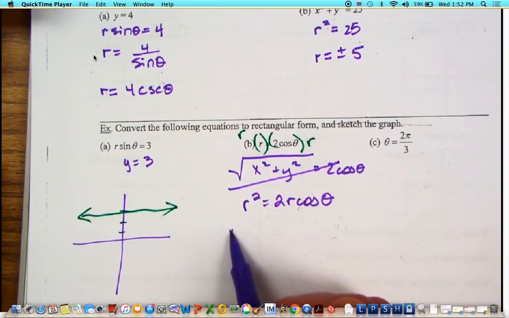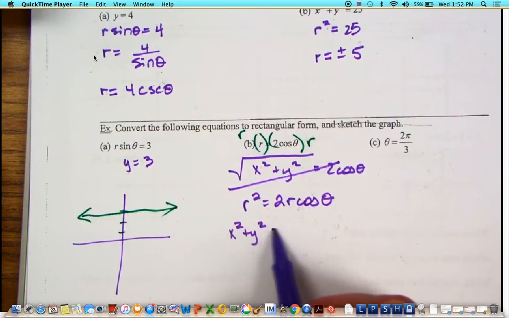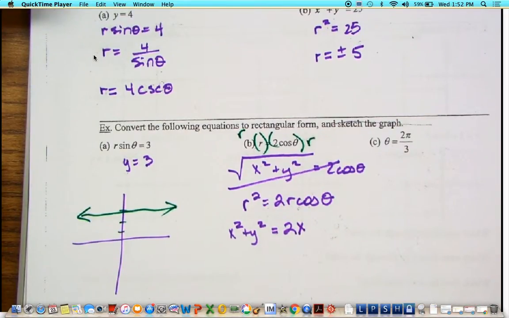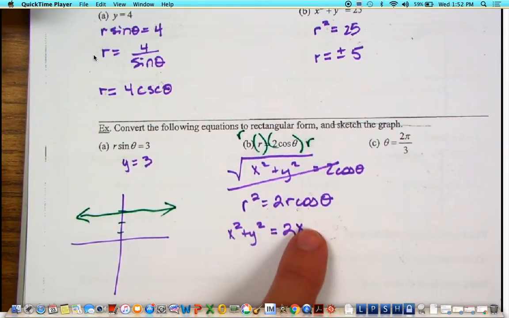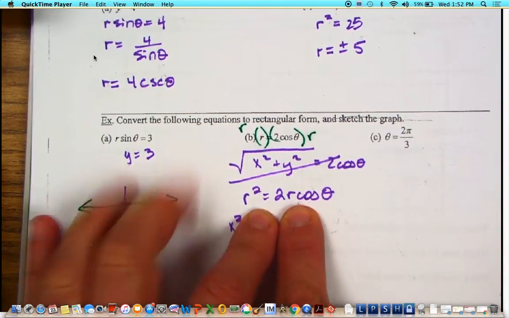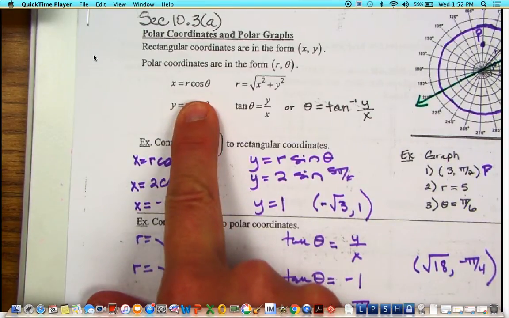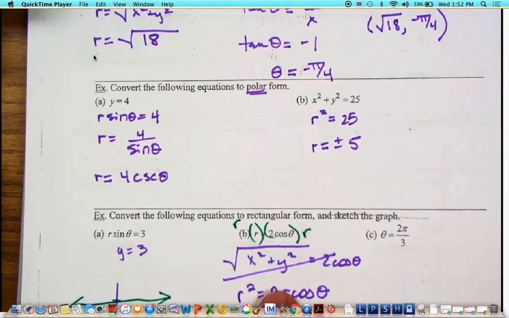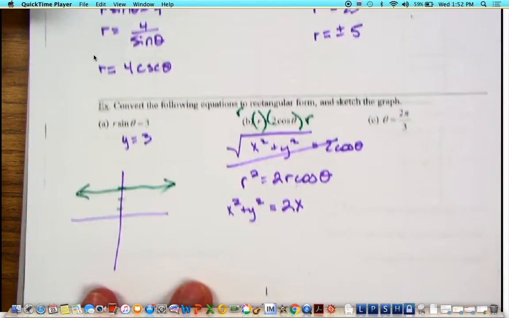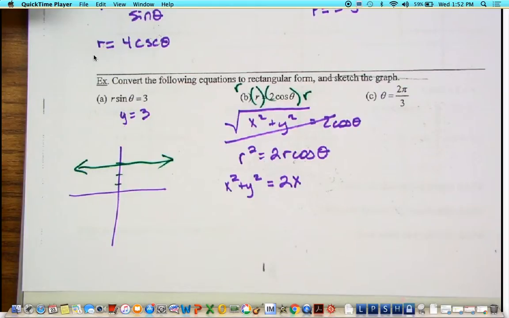Because this is x squared plus y squared is equal to 2x. How do we get there again? Can you explain that? I multiplied both sides by r, because when I did that, that gave me this r cosine theta, which I know by definition is x. And r squared I know is x squared plus y squared. Okay. All right, so I'm supposed to graph this thing.